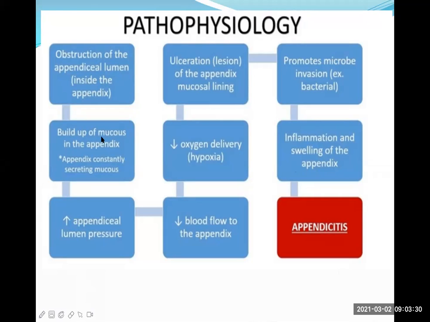After that, there is buildup of the mucus, which leads to distension. That distension leads to increased appendicular lumen pressure. Now, in the beginning, there is engorgement of the vein. This is called congestion. Later on, it will lead to ischemia, because of decreased blood flow to the appendix. Ischemia leads to hypoxia. That will lead to ulceration or even frank necrosis of the wall of the appendix. Whatever microorganisms are there as normal commensals, they can invade there. That leads to inflammation and infection, which we call appendicitis.